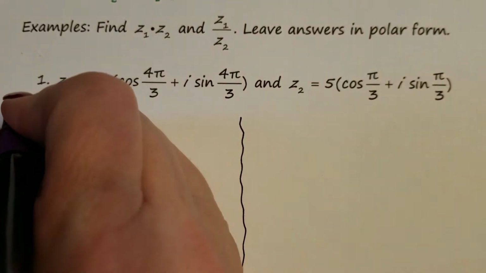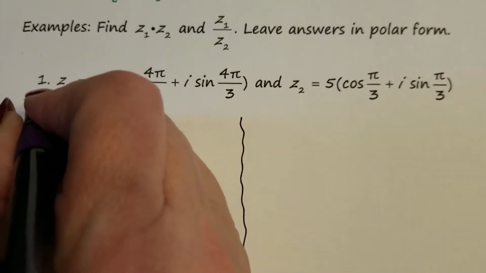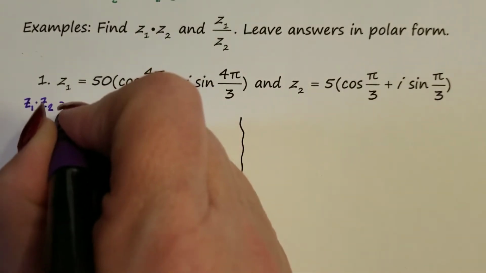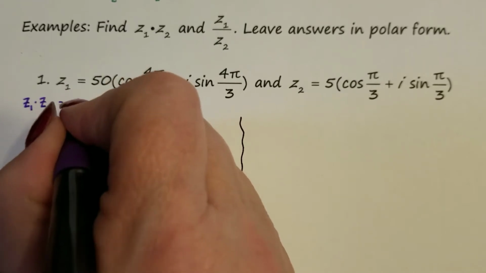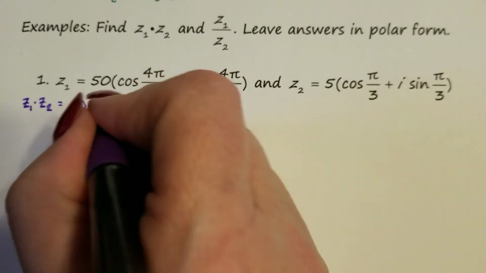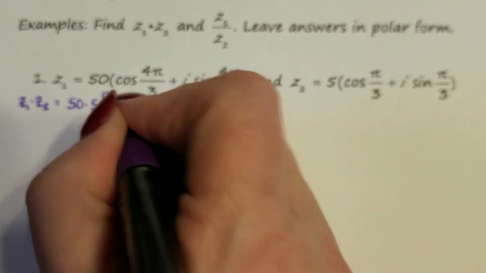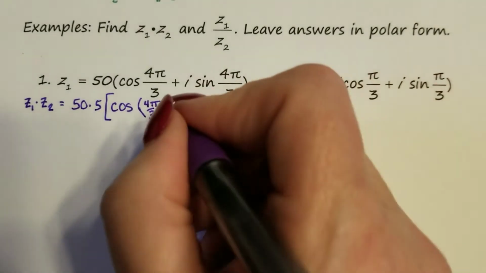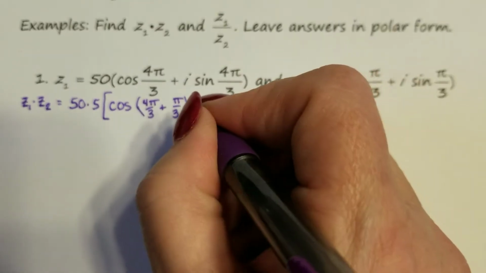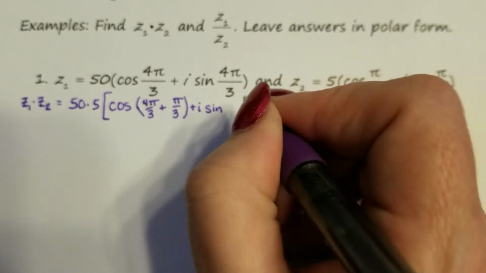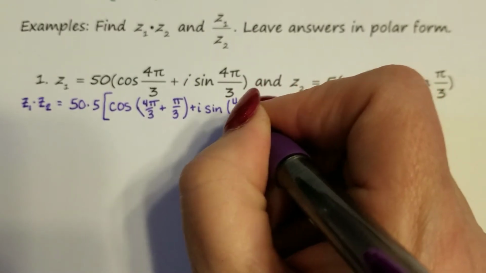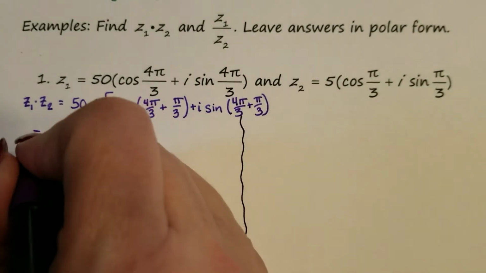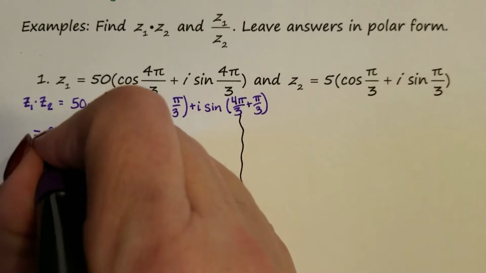So we're going to take z1 times z2, and that will equal, we're going to take r1, which is 50, and multiply it by r2, which is 5, times the cosine of 4 pi over 3, plus, then this theta is pi over 3, plus i sine 4 pi over 3 plus pi over 3. Well, 5 times 50 is 250.